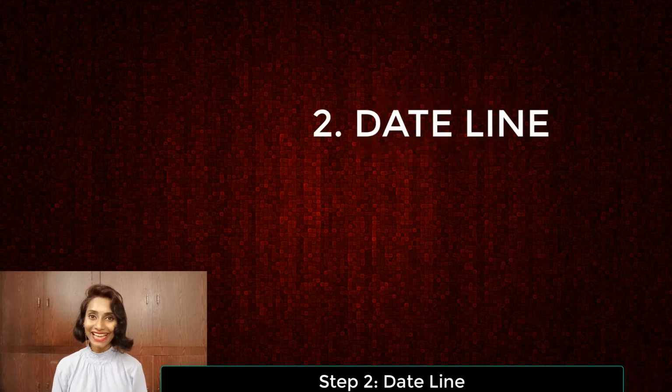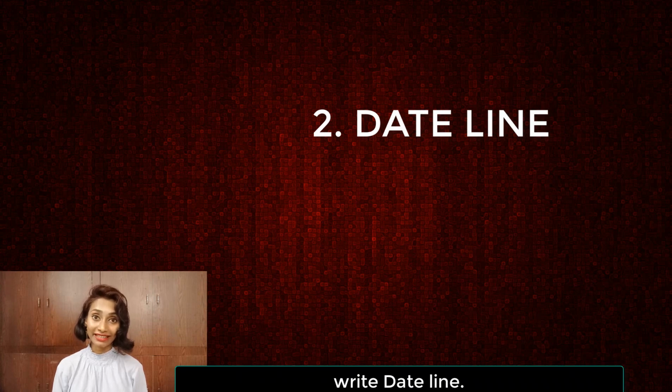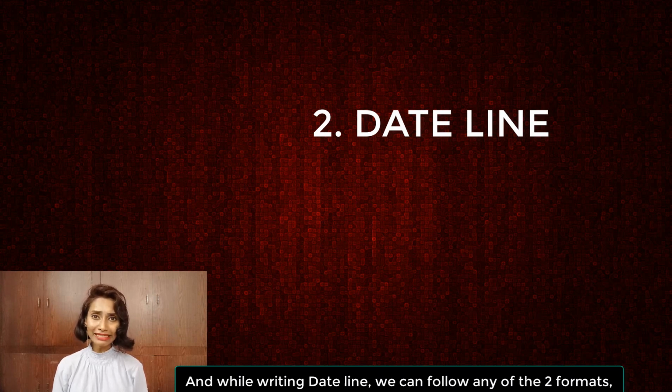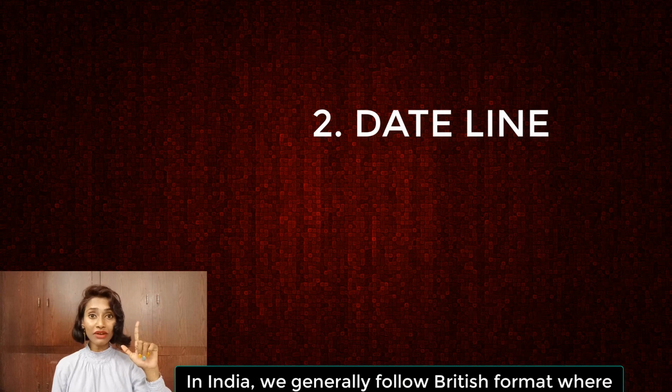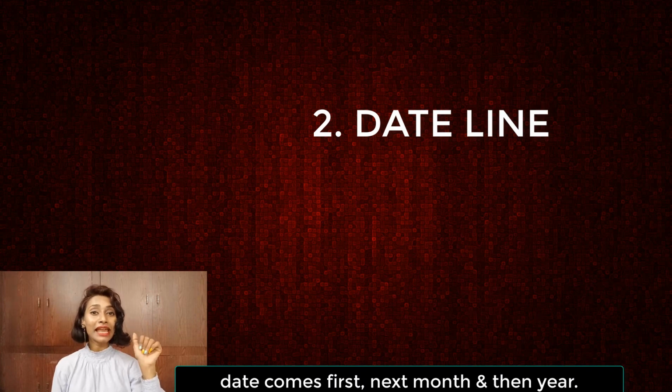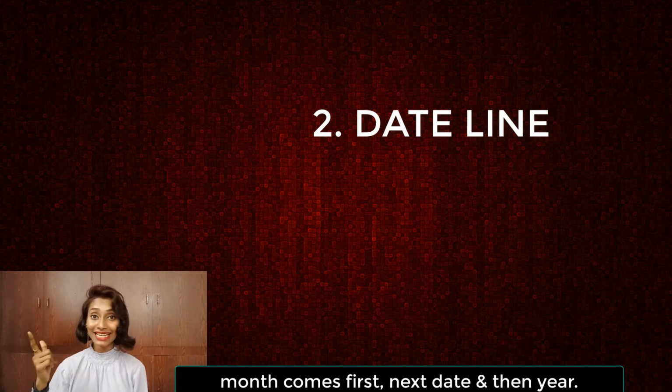Step 2, date line. Immediately after sender's address, we require to write date line. And while writing date line, we can follow any of the two formats, either British or American. In India, we generally follow British format where date comes first, next month and then year. However, we can also use American format where month comes first, next date and then year. Look at this.